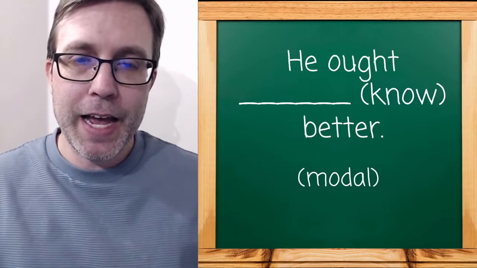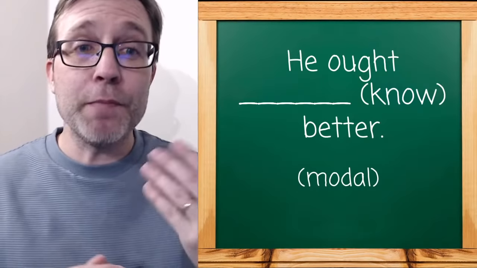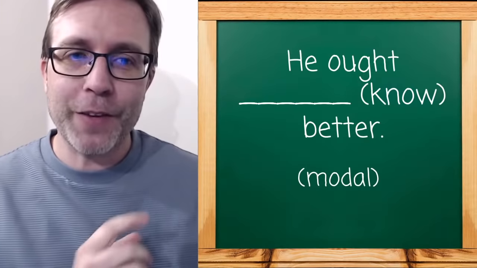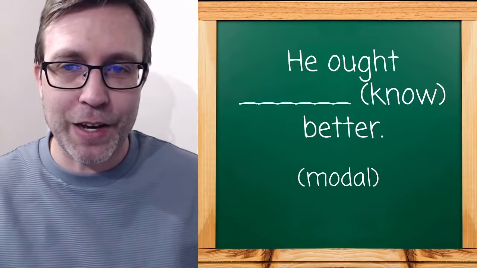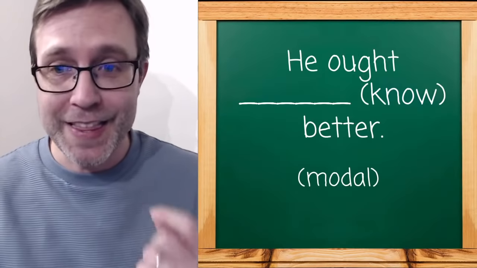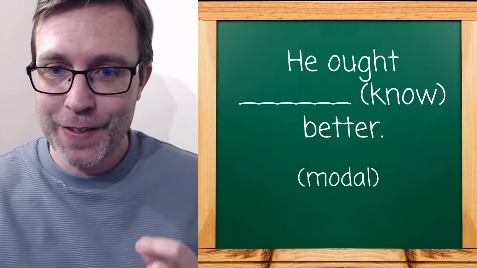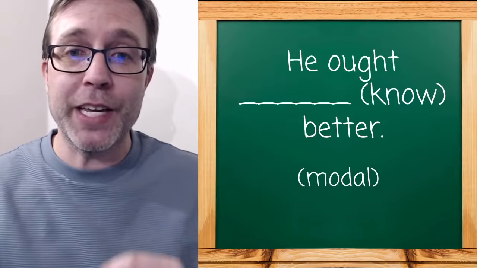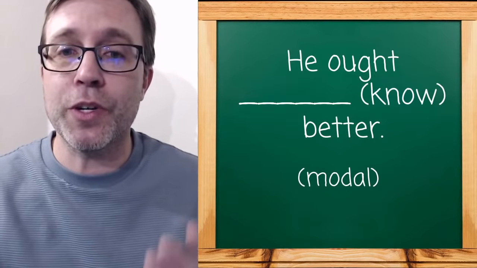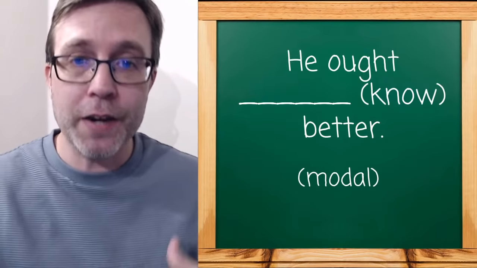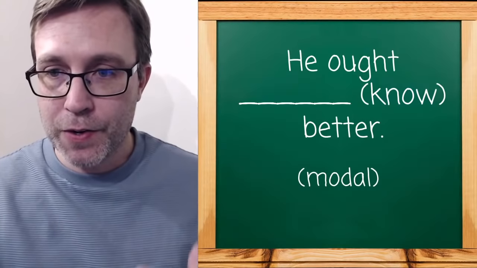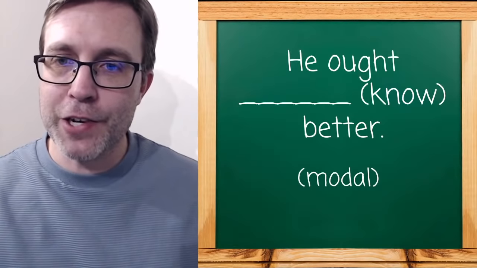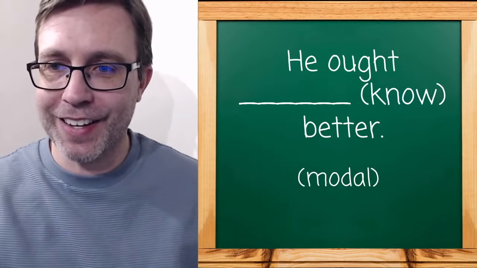All right. And I want you to complete that sentence. And maybe this is a little tricky. So I've given you a hint that there is a modal in this sentence. All right. There's a modal in this sentence. And the main verb is know. All right. So how would you complete this sentence? He ought, better. What do you think? All right. What do you think? Write your answers in the chat.